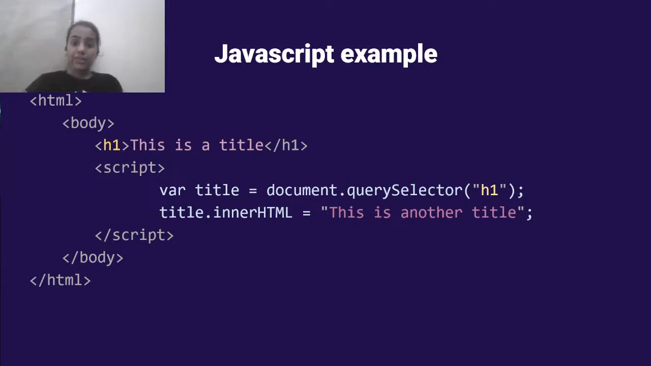First, we are selecting the H1 element by using document.querySelector. Next, we are changing the content of the H1 element. So we change it to "This is another title." Once the JavaScript code is executed, it will change from "This is a title" to "This is another title." Keep in mind this example demonstrates the basic use case of JavaScript for DOM manipulation. In more complex scenarios, you might use event listeners, separate external JavaScript files, and follow best practices for code organization and maintainability.